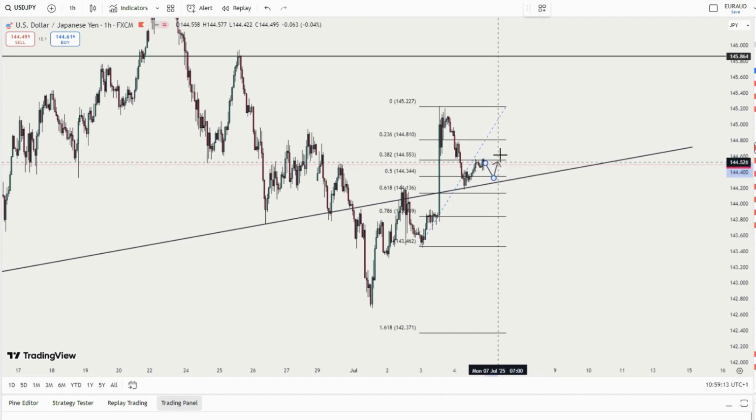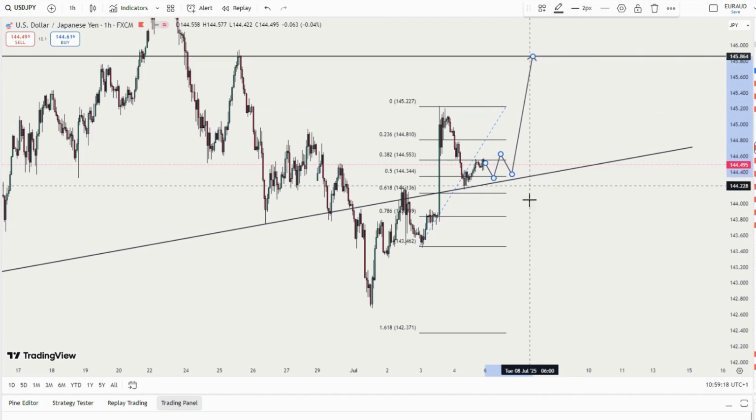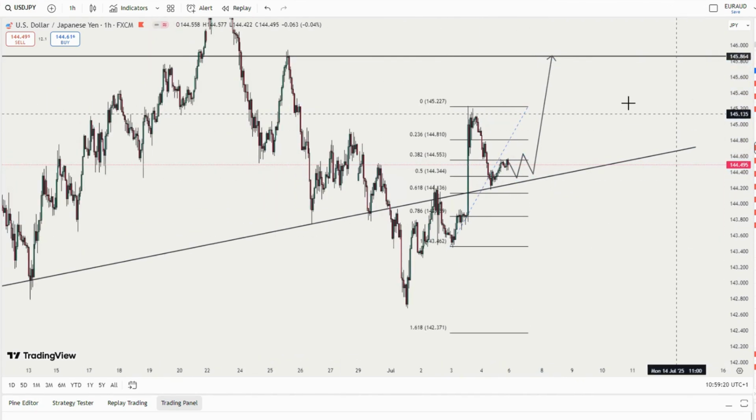I'm even looking for a buy bias next week back to 145.864. That is for US dollar JPY.